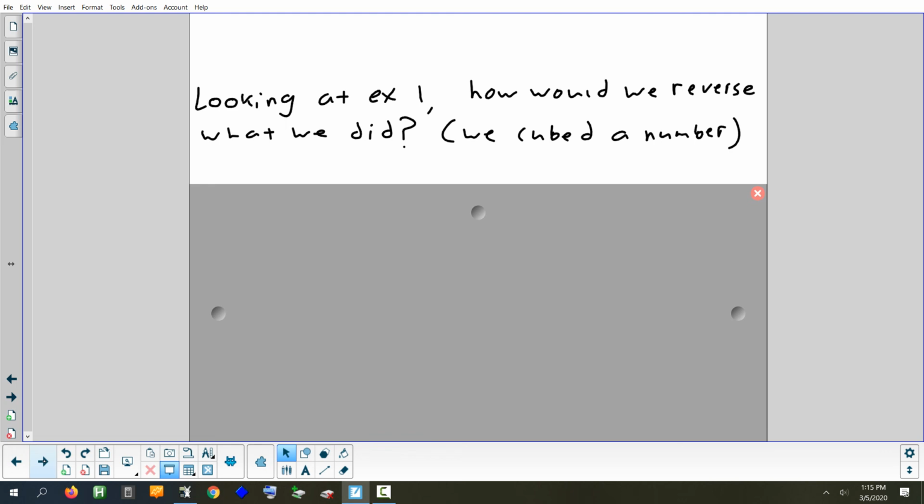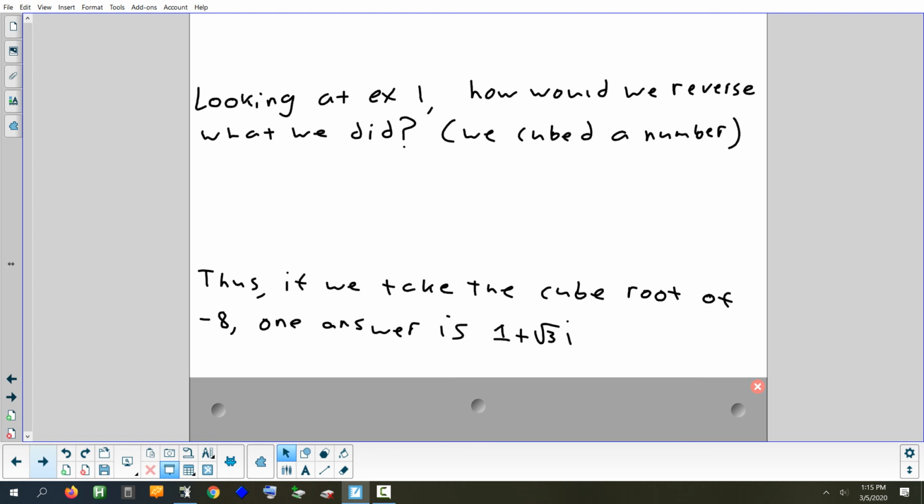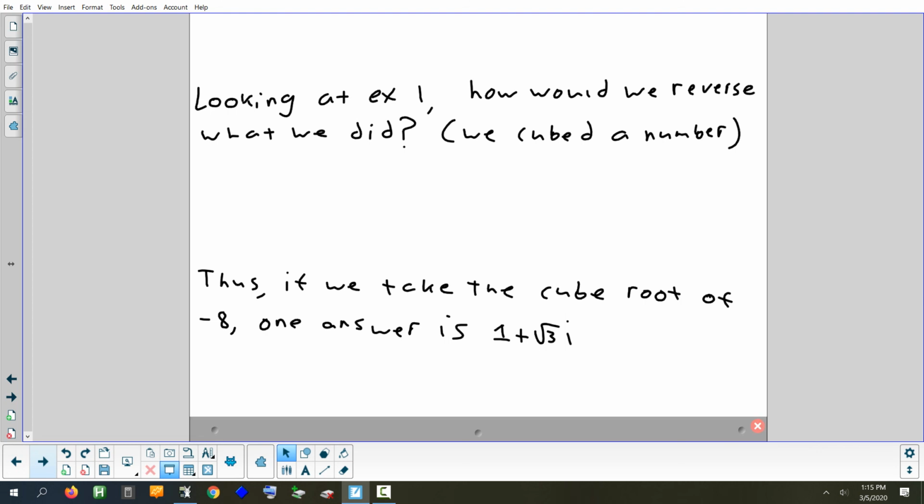So I already asked you this. In example 1, we cubed a number. What's the opposite of that? Square root. Cube root. Yeah. So if you take the answer that we got, -8, and you cube root it, you could go back to the original problem. So you cubed that to get that, and you could cube root that to go back to that. Okay? And that's what we want to take a look at how to do now.